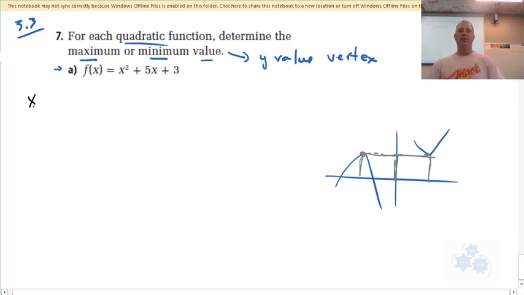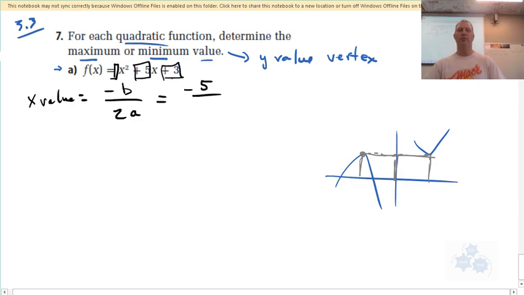You could find the x value for the vertex by doing negative b over 2a. You guys remember that? Negative b over 2a. This a value is 1, b value is positive 5, c value is positive 3, right? So you get negative 5 over 2 times a. So that's negative 5 over 2. That's the x value for the vertex.